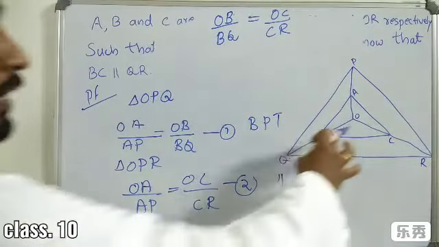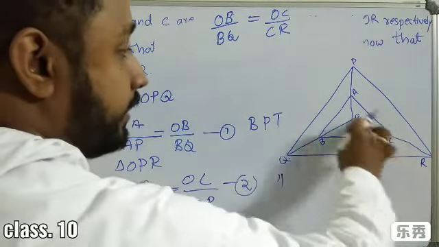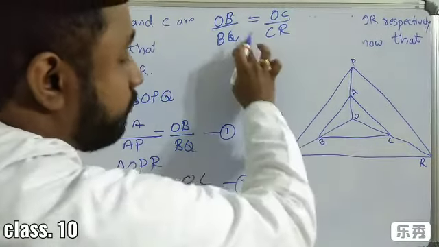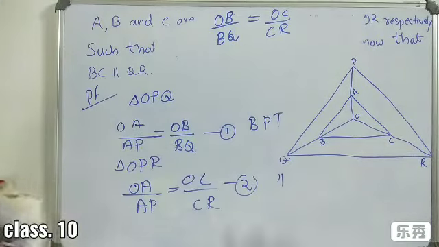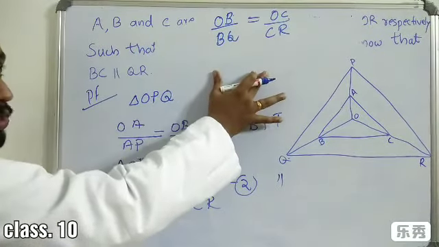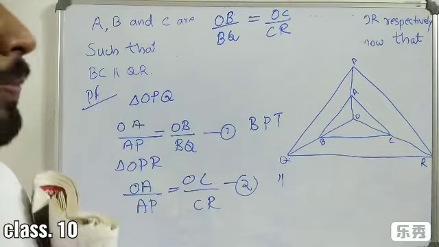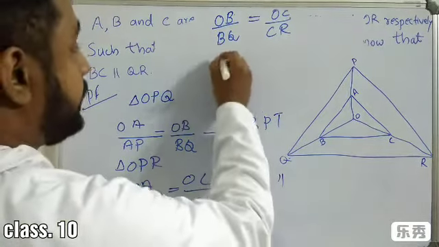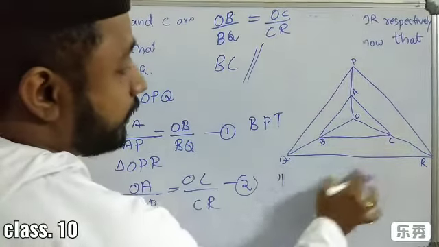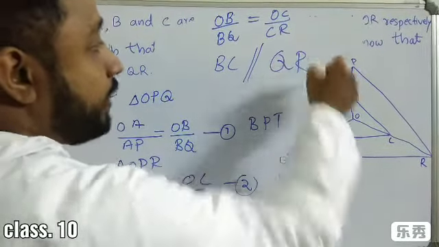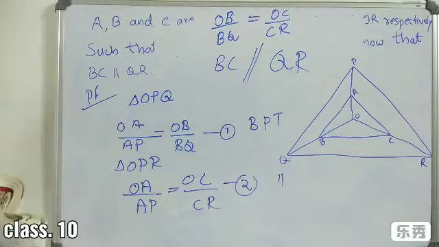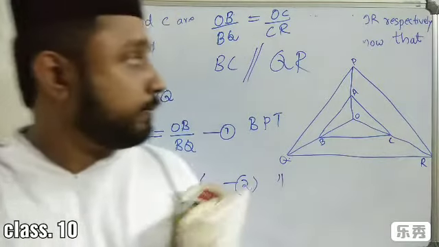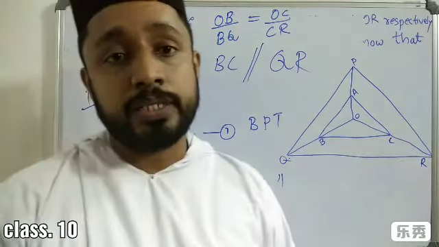So these ratios are equal. This is a line, this is a triangle, this is one side. Then this ratio OB by BQ is equal to OC by CR. So by the converse of the basic proportionality theorem, we can say that BC is parallel to QR. So we have proved BC parallel to QR by the converse of the basic proportionality theorem.